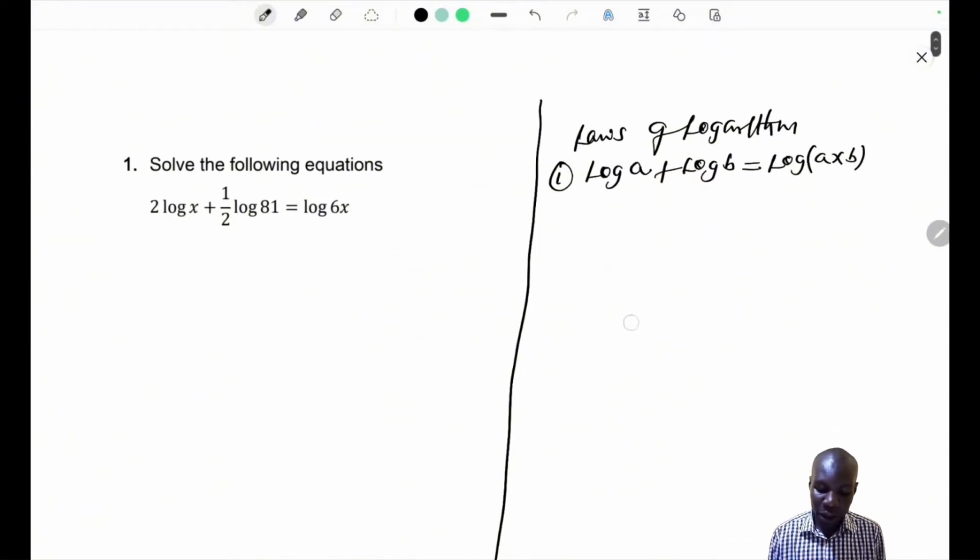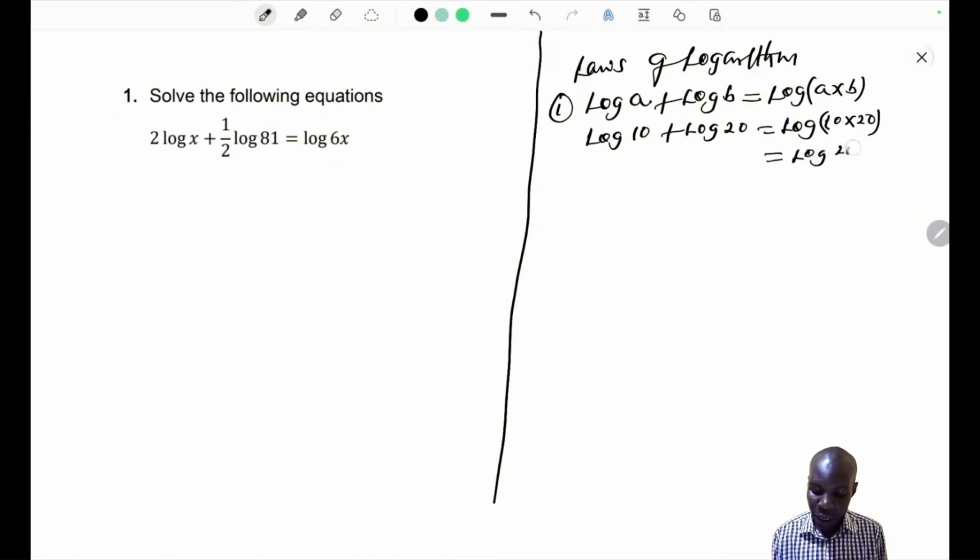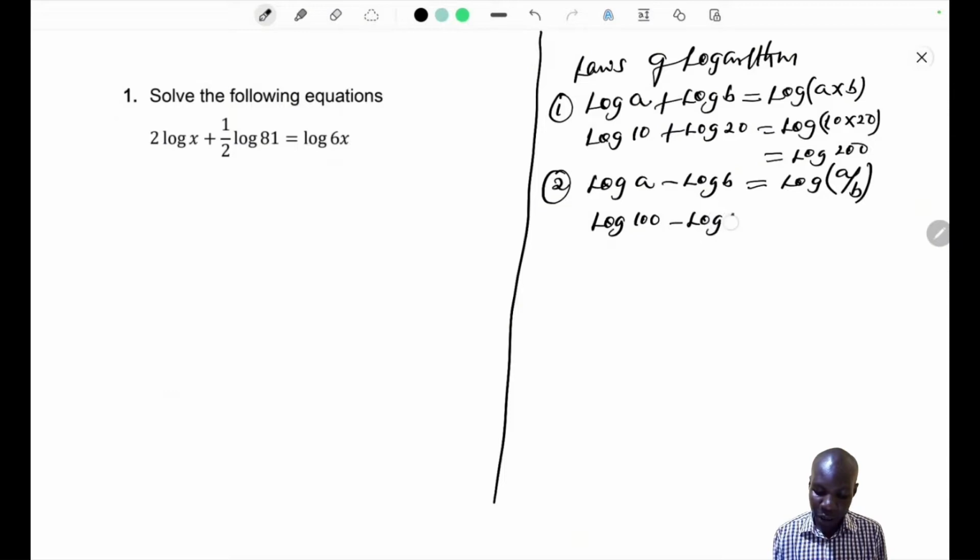For example, if we have log of 10 plus log of 20, this is equal to log of 10 times 20, which will give us log of 200. Number two, if we have log of A minus log of B, this is the same as log of A over B. For example, if you have log of 100 minus log of 10, that will be the same as log of 100 over 10, which will give us log of 10.